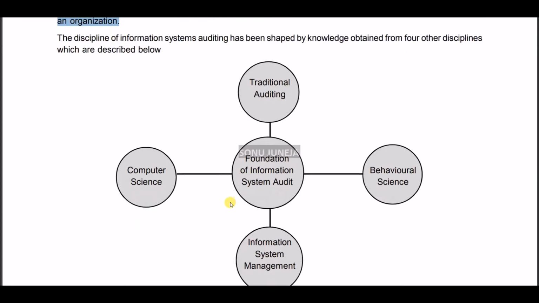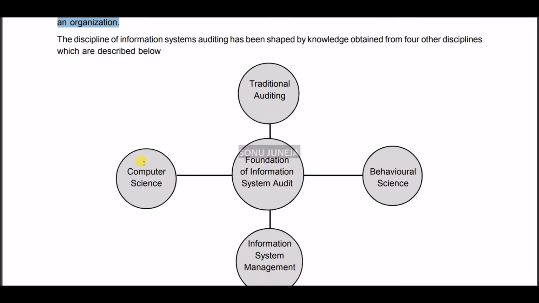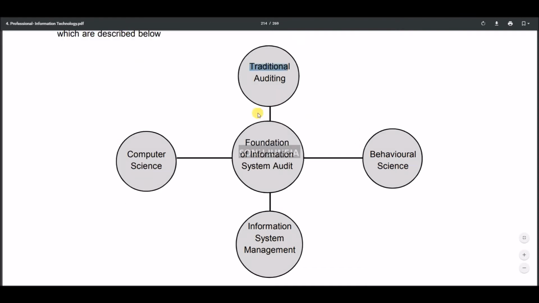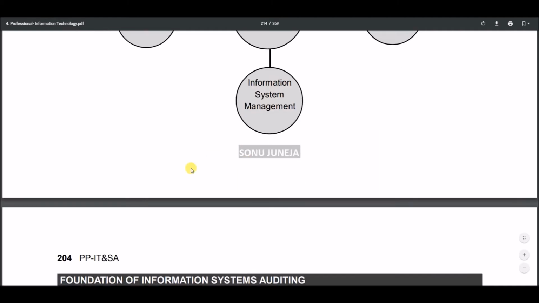Now this is a chart, and I love institute books because they provide charts. It's more of self-study and it's universal. So they are using information technology in a very good way. The discipline of information auditing has been shaped by knowledge obtained from four other disciplines, which are described below: traditional auditing, computer science, behavioral science, and information system management, the foundation of information system audit.